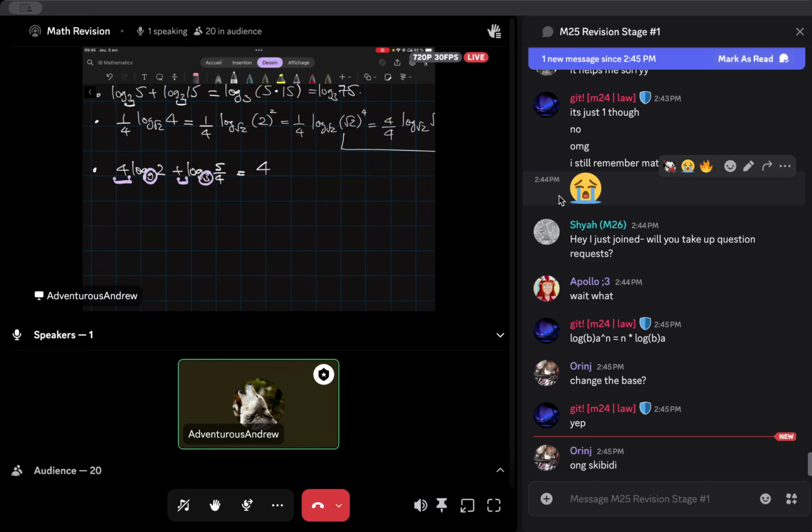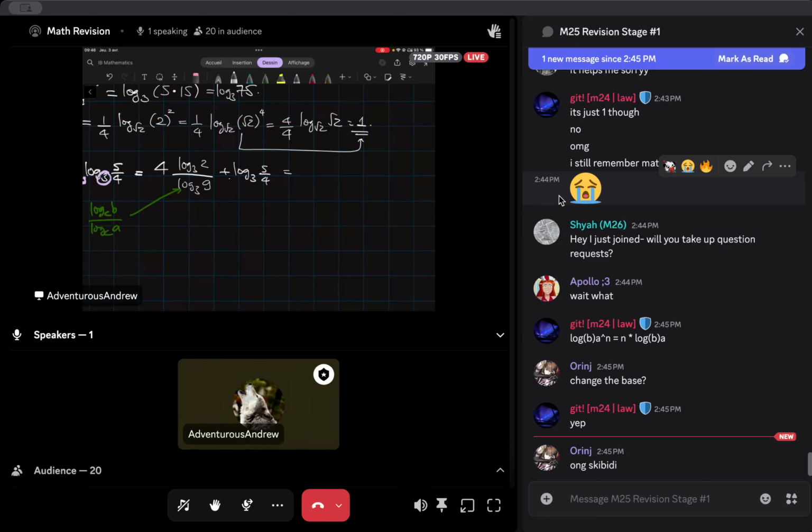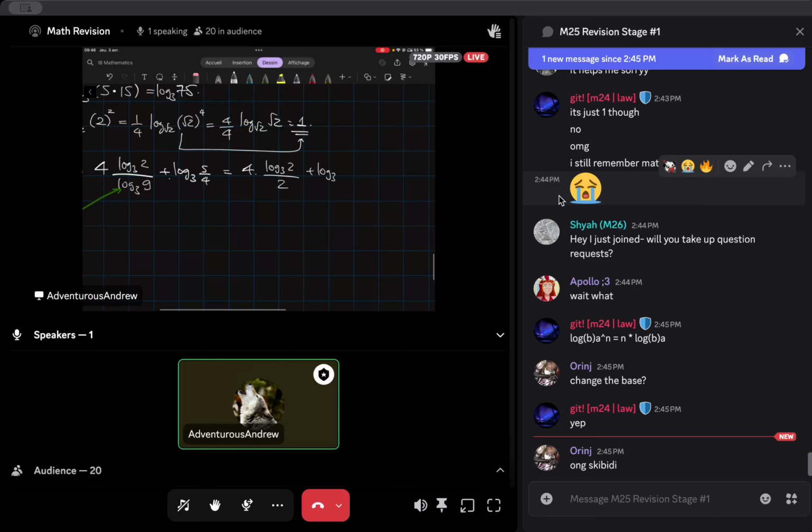So log base 9 of 2, that's log base 3 of 2 divided by log base 3 of 9. Log base A of B is equal to log base C of B over log base C of A. Plus log base 3 of 5 over 4. Log base 3 of 9 is 2. So, okay, I should redo it step by step. 4 times log base 3 of 2 divided by 2 plus log base 3 of 5 over 4.